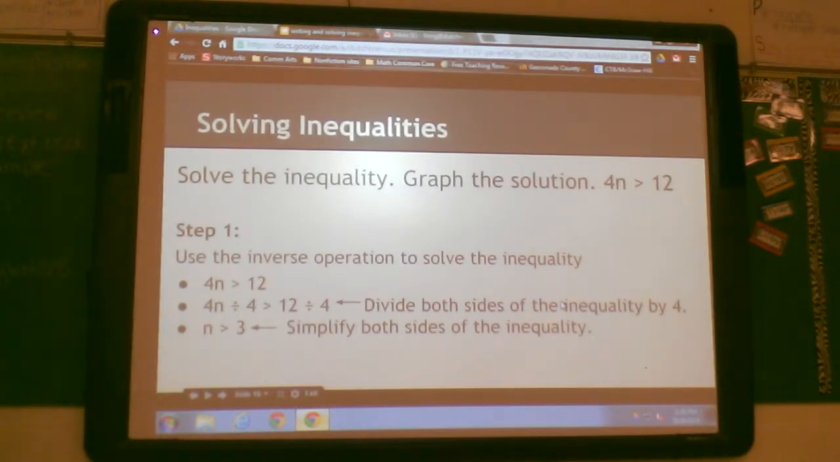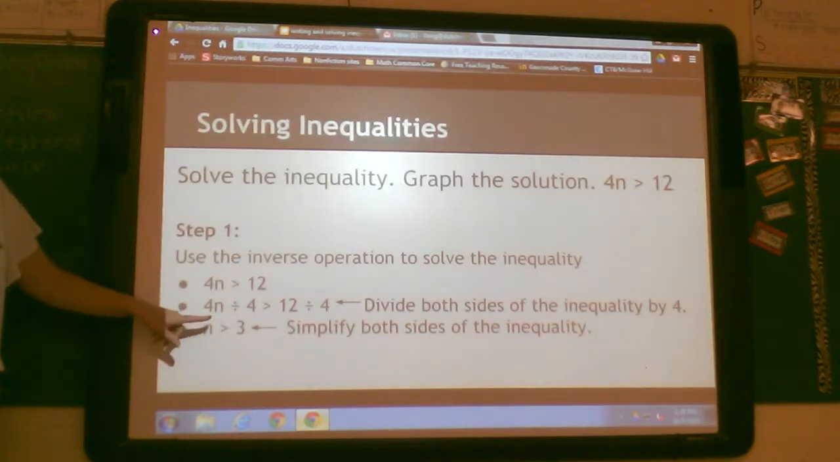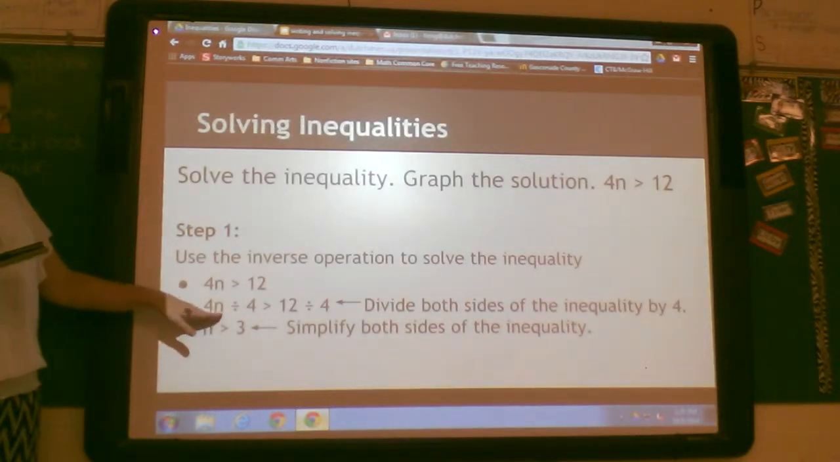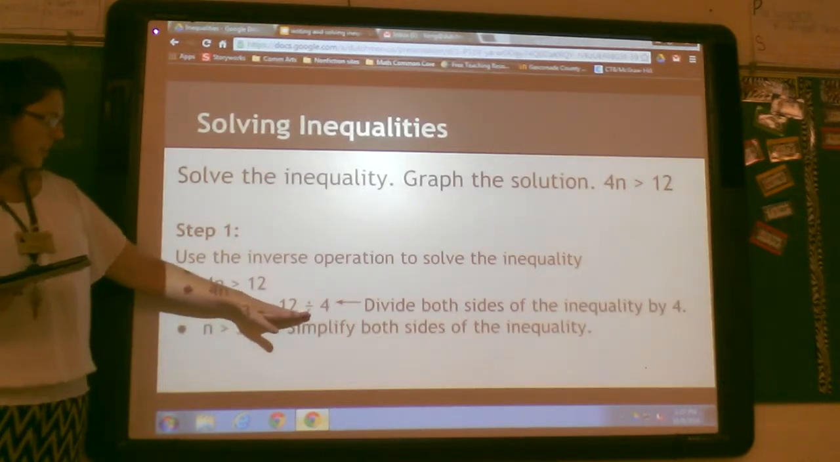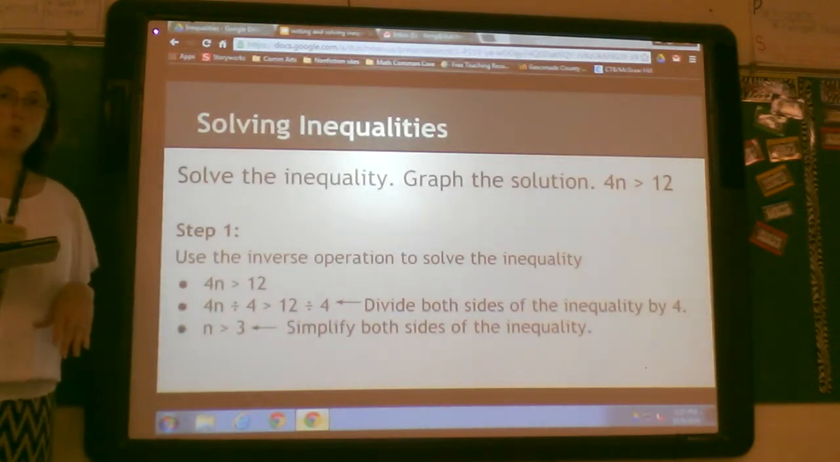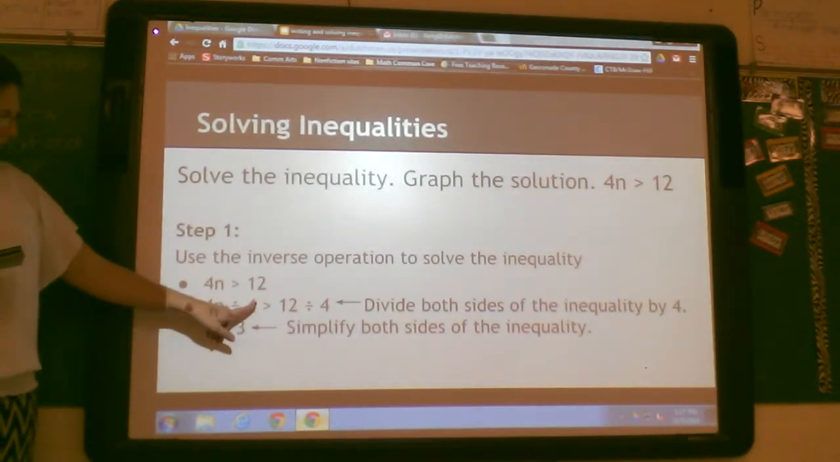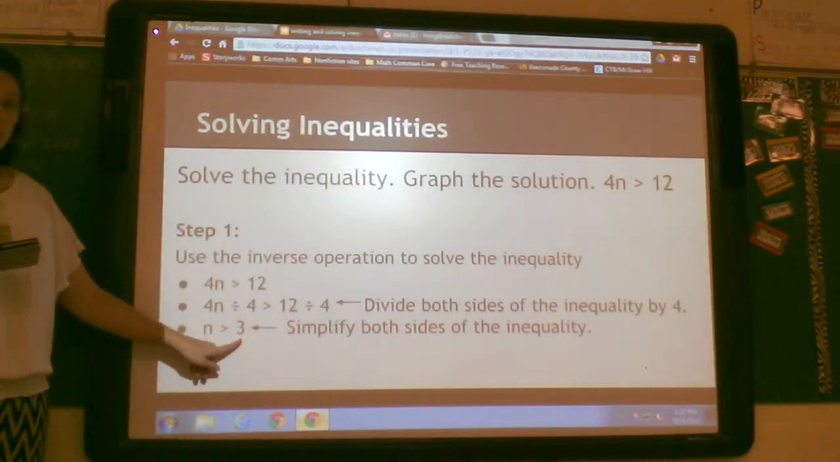Okay, here's another example. Solve the inequality, and then we're going to graph the solution. 4n is greater than 12. Our first step is we're going to use the inverse operation to solve the inequality. Here's our inequality. We have the operation of multiplication here, so the opposite of that would be to divide. So we're going to take 4n divided by 4, and we're going to take 12 divided by 4. We're going to divide both sides. When we do that, the 4's cancel each other out, and we're left with n, and 12 divided by 4 gives us 3.